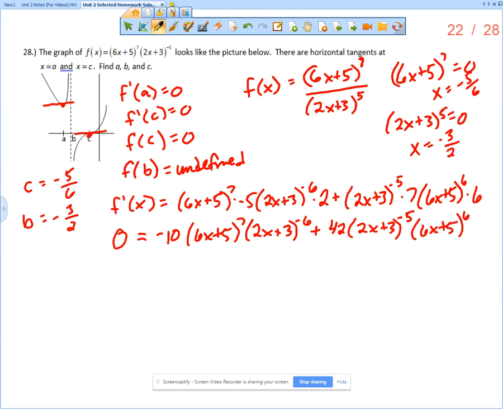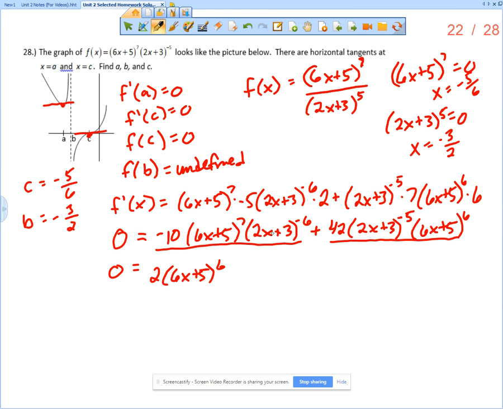All right, so now I'm ready to solve. I have two terms: this first part plus this next part. How am I going to solve? I want to factor. I have a negative 10 and a 42, and they're both divisible by 2, so I'm going to take out a 2. Then I have (6x+5)^7 and (6x+5)^6, so I'm going to take out the lower power, (6x+5)^6.